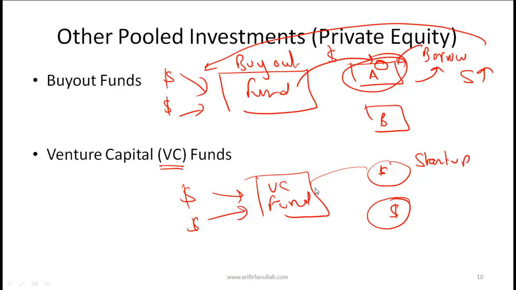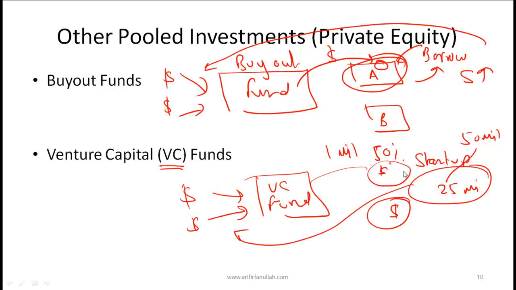So maybe let's say that a VC fund owns 50% of a given startup and made an investment of 1 million. When this startup does well, let's say that the total value of this startup is 50 million. So when it goes public or is sold for 50 million, 50% of it belongs to the VC, who makes 25 million, and that money is then paid back to the investors. So as long as the startup does well, investors can make a tremendous amount of money. More on this again when we do alternative investments.